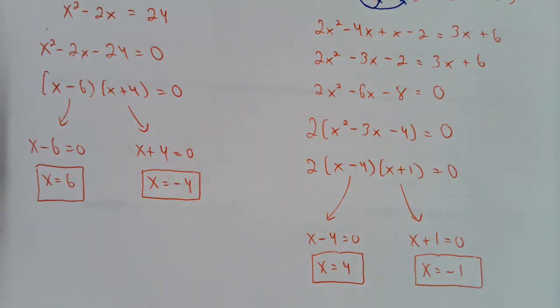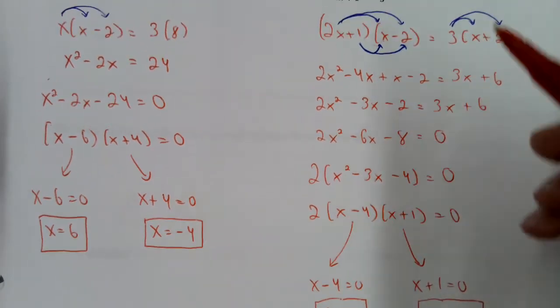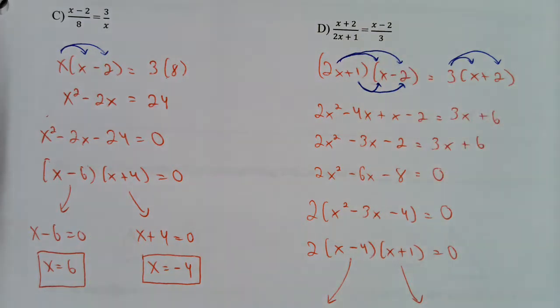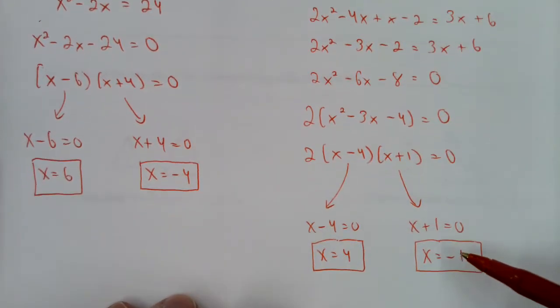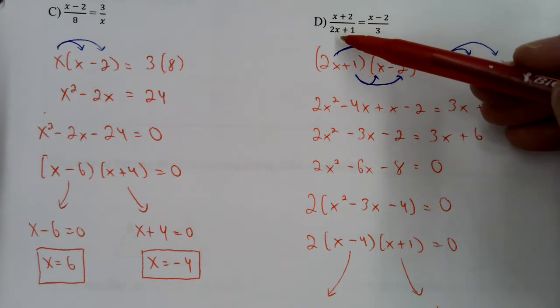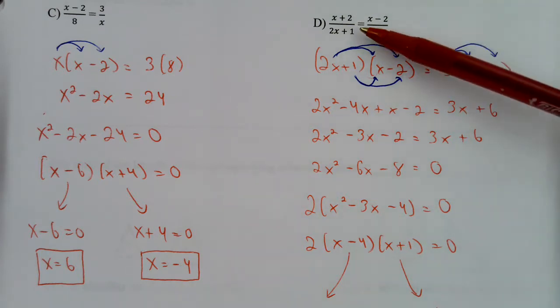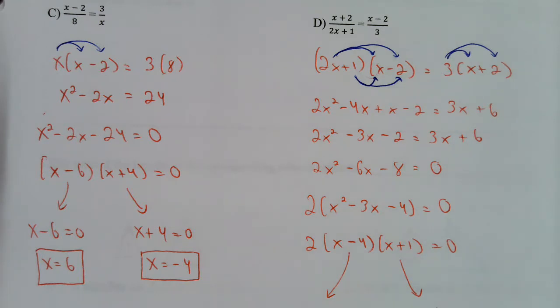You got to be careful though. Make sure none of your denominators equal 0 when you have this x at 4. Okay? 2 times 4 is 8, plus 1 is 9. So that's not 0. That's good. For this x equals -1, you replace that x with -1. You get 2 times -1 is -2, plus 1 equals -1, so it does not equal 0. Make sure none of your denominators equal 0.